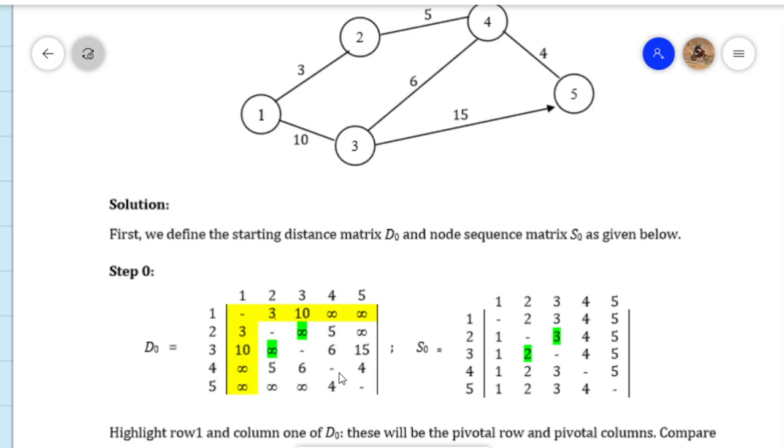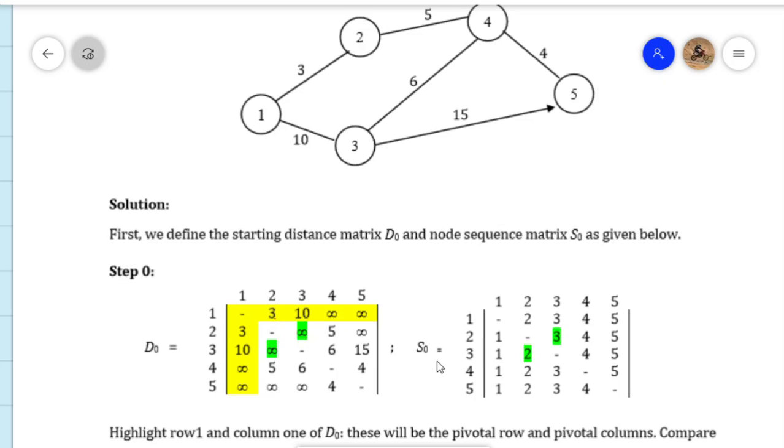So we see here that 3 to 5 is 15. So in the entry for the third row, fifth column, we have 15. But there is no direct road from 5 to 3, because this is a one-way road. So that is why the entry for the fifth row, third column is infinite, because we cannot use 15 as the distance from 5 to 3. I hope you got that.